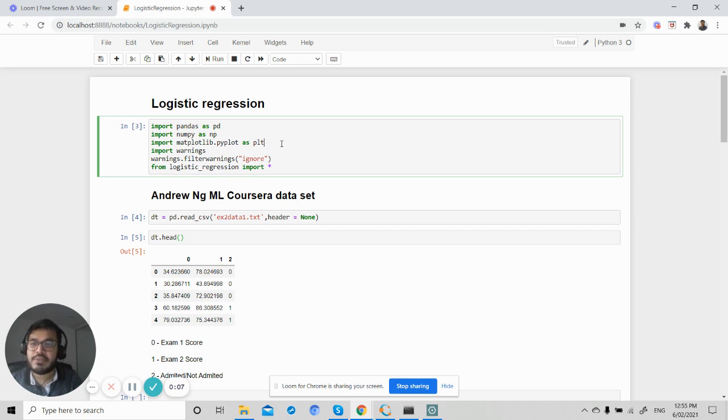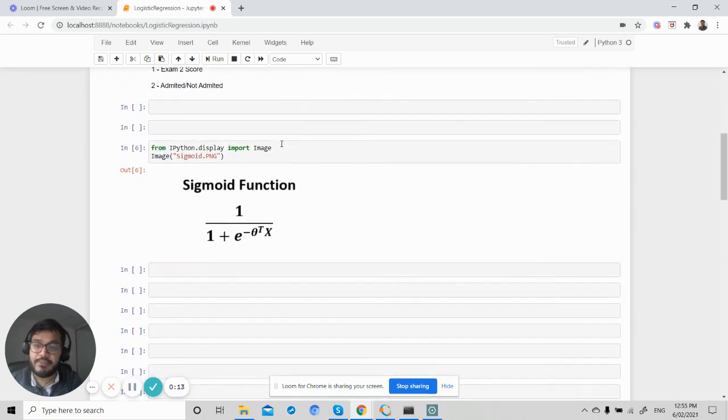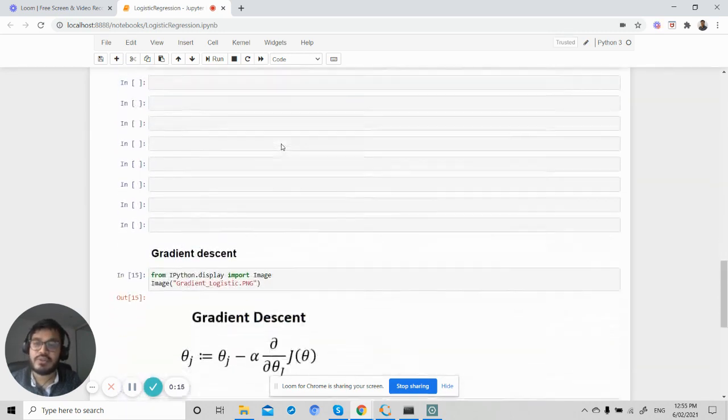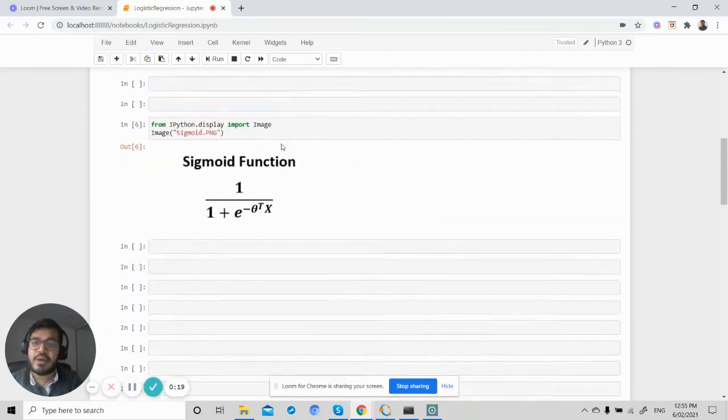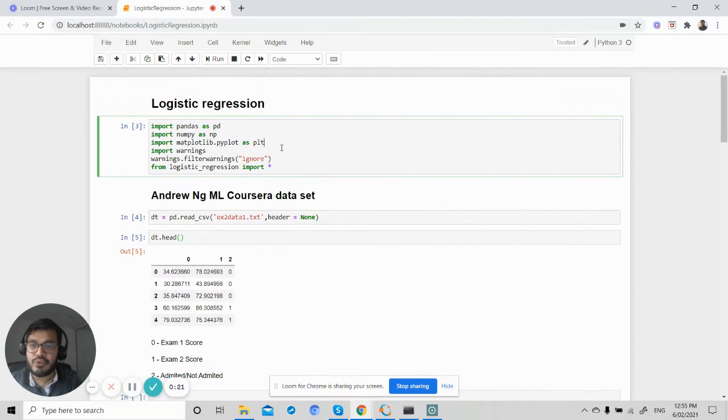So today we will write the machine learning equations from scratch for logistic regression. We will cover the sigmoid function, cost function, and gradient descent, and we will write these equations step by step in a Jupyter Notebook. So let's start with logistic regression.